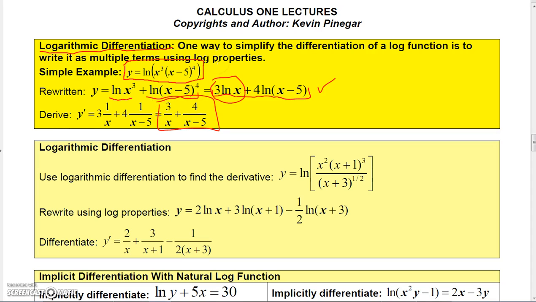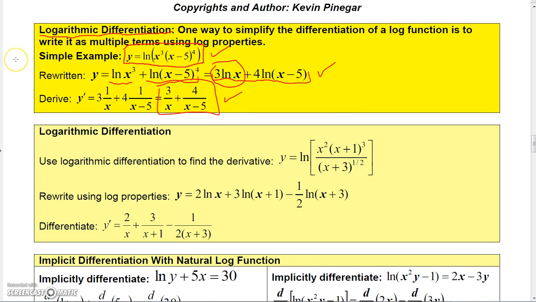And so that was much easier than applying the derivative rule to the original function. It was easier to apply the derivative to the simplified function.